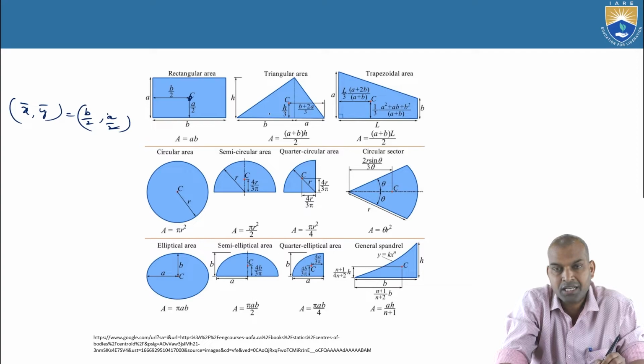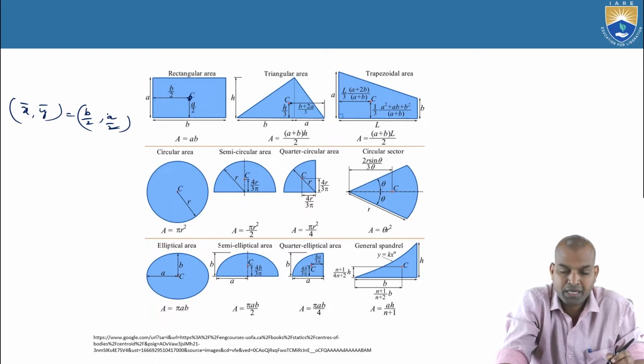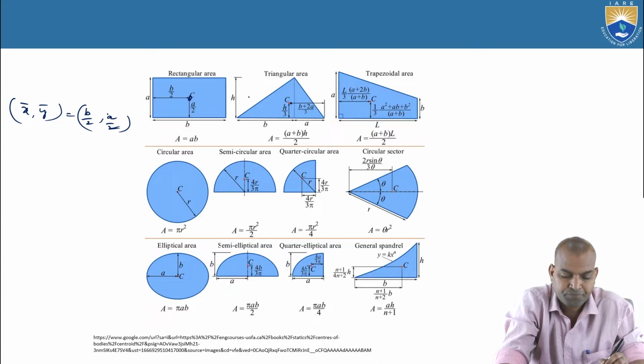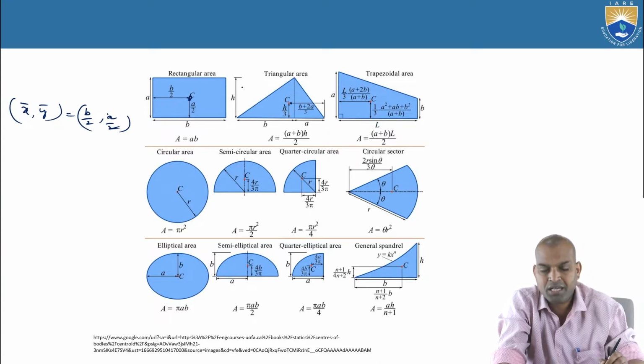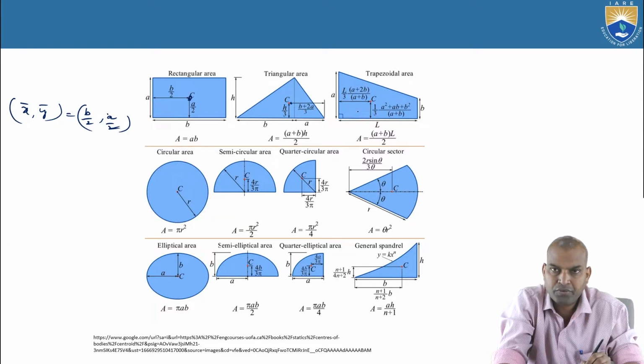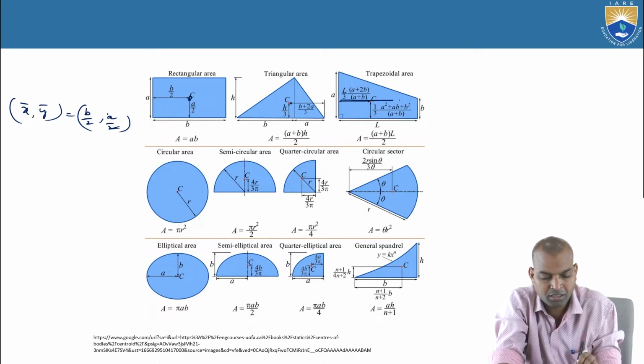And here is the triangle area. For the triangle, the point C has x bar equal to b plus 2a by 3 and y bar equal to h by 3. You can also see the trapezoidal area. Its x bar is L by 3 times a plus 2b by a plus b, and y bar is 1 by 3 times a squared plus ab plus b squared by a plus b. The trapezoidal area is a combination of a triangle and a rectangle at the bottom.